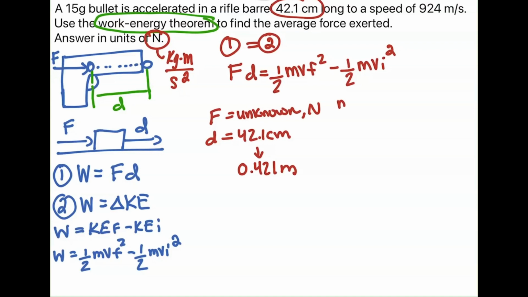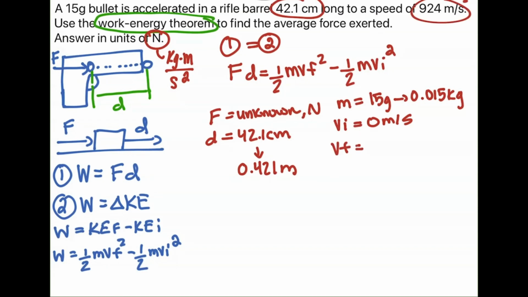So now we know that our mass is 15 grams. And again, in order to work in terms of newtons, we need to convert that to kilograms. Velocity initial, so the object is going to start at 0 meters per second. And then we're given in the problem that the final velocity is 924 meters per second. So now all we have to do is plug and chug.